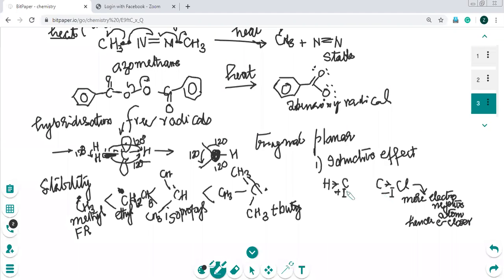Here, carbon is more electronegative. Then what? Then hydrogen. So the pair of electrons is more attracted towards the carbon. So slightly negative charge is gained by carbon.